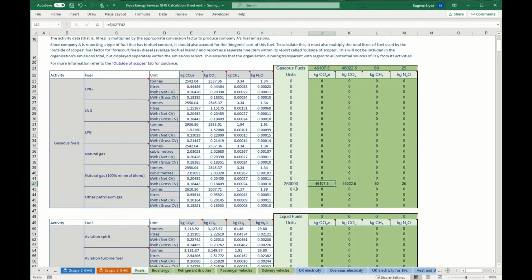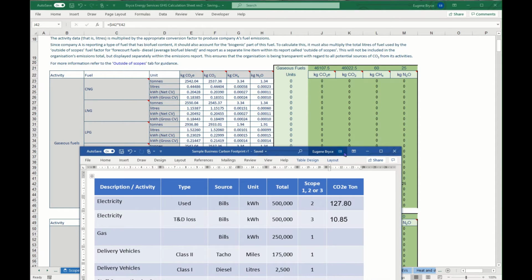So 250,000 kilowatt hours of natural gas. That gives us 46,107 kilograms CO2 equivalent. So let's plug that in our table. That's again in tons, so 46.107. Now, what we can do ideally is round that to 2 decimal places, which should be sufficient.